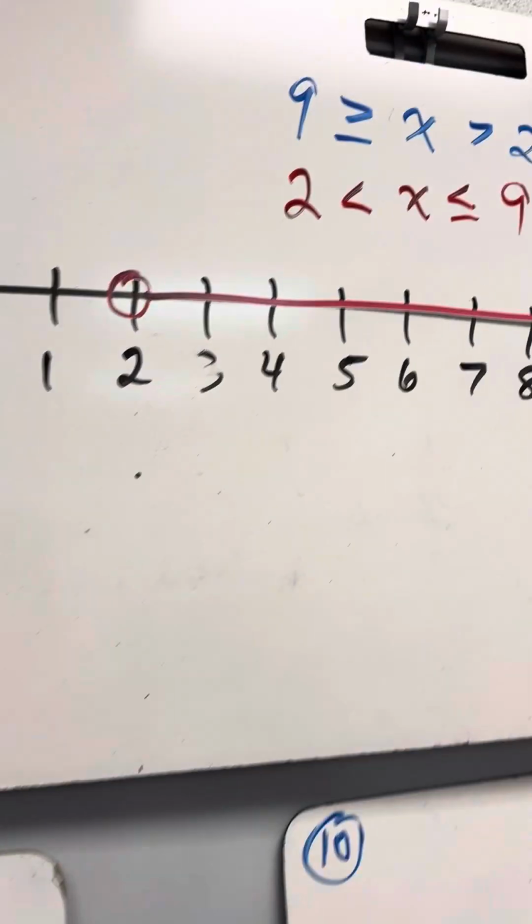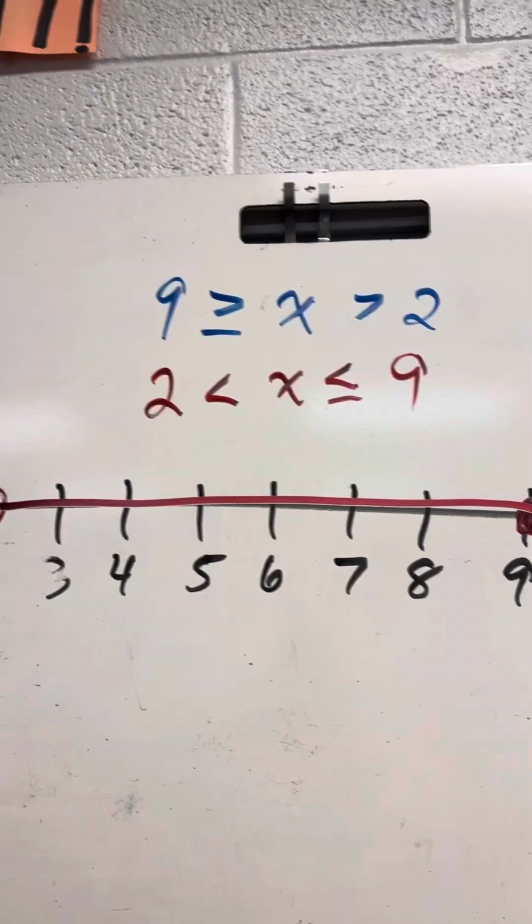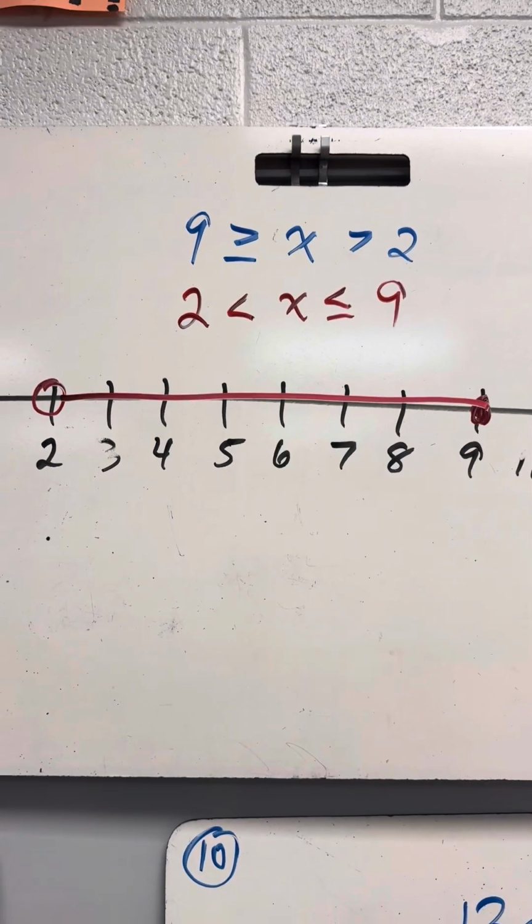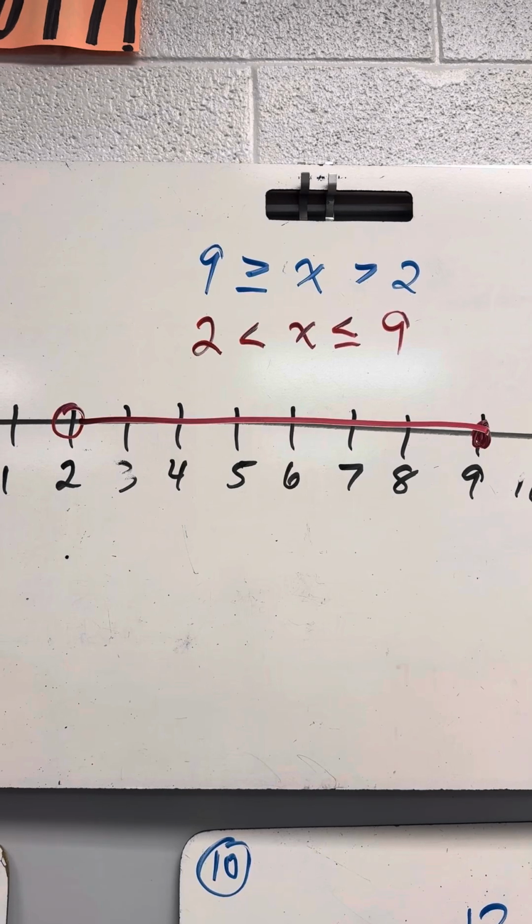Okay? Same thing here. 9 greater than or equal to x greater than 2. Okay, 2 less than x less than or equal to 9. Shade in between. All right.